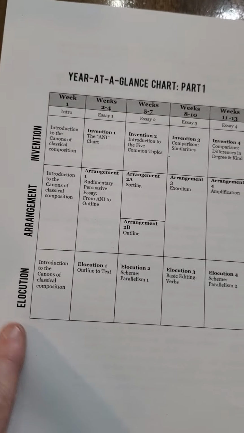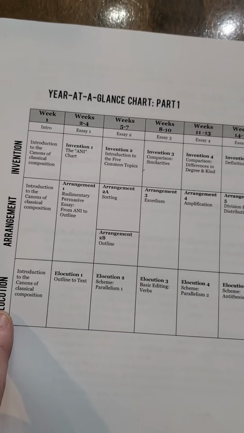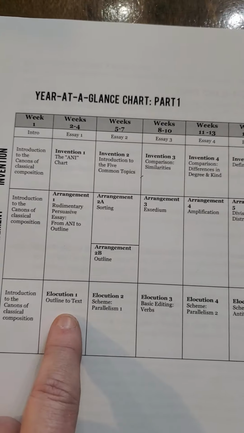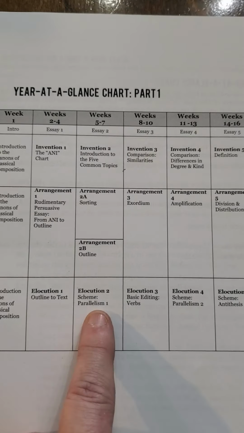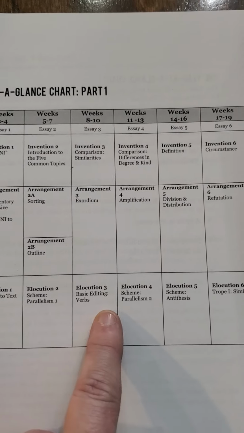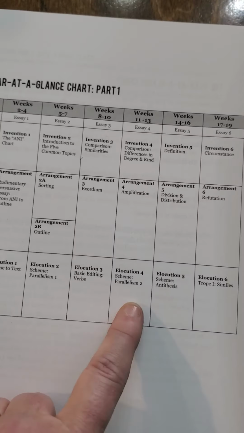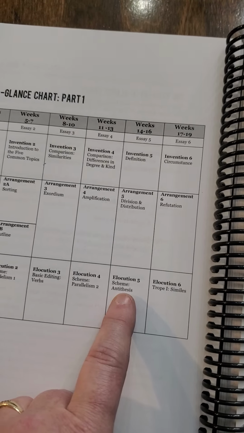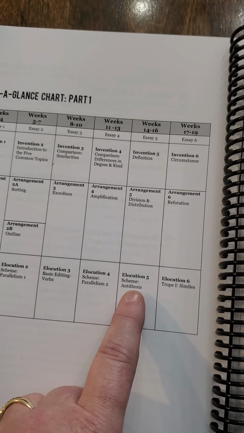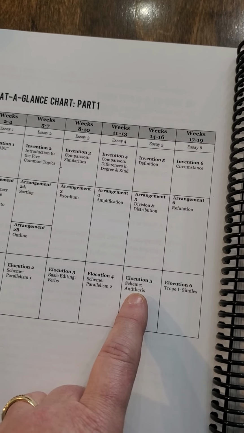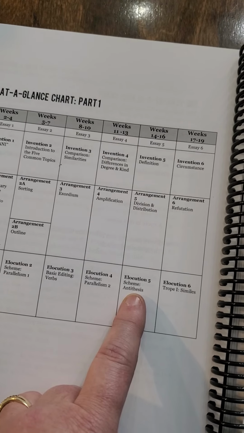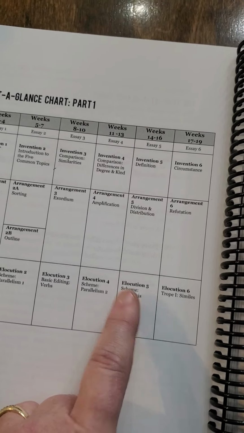Then when you get down to the elocution, these are the beautiful things that make our papers what they are. So you've got how to go from outline to text. You've got parallelism 1. You've got your verbs, strong verbs. Parallelism 2. Antithesis is what we added in. And remember, antithesis is simply when you are making a comparison. It could be within 2 characteristics of one person, or it could be within 2 characters within a book.